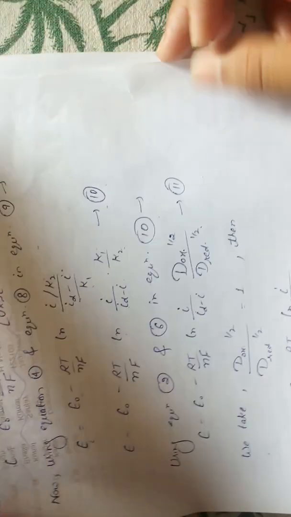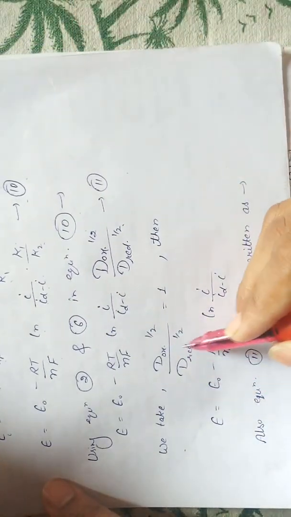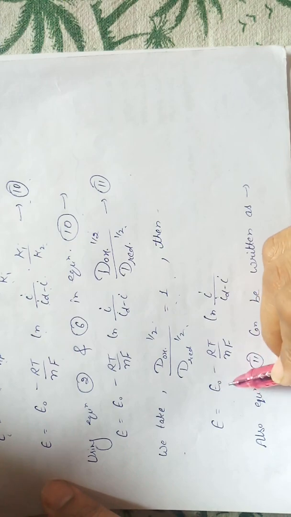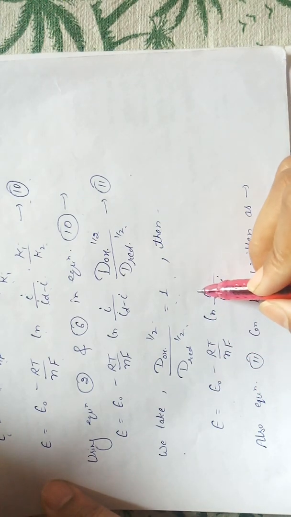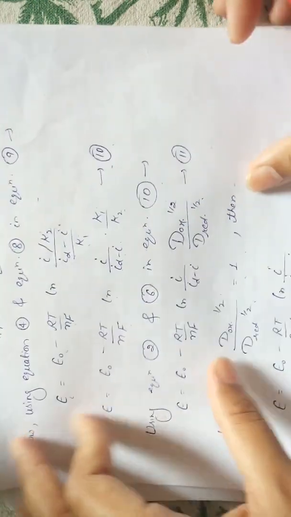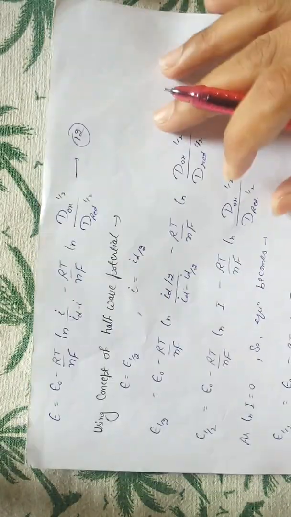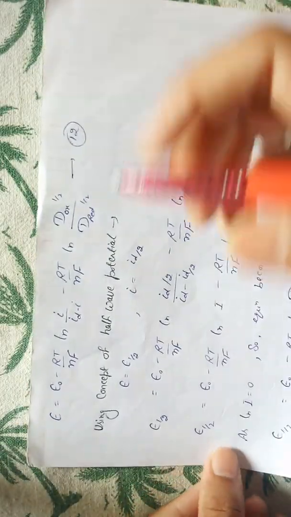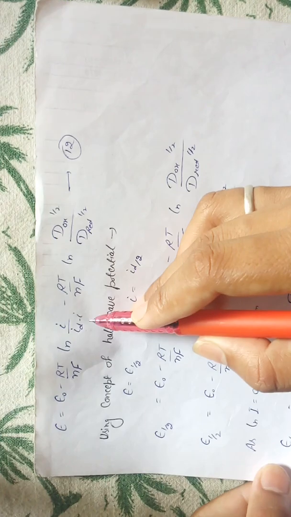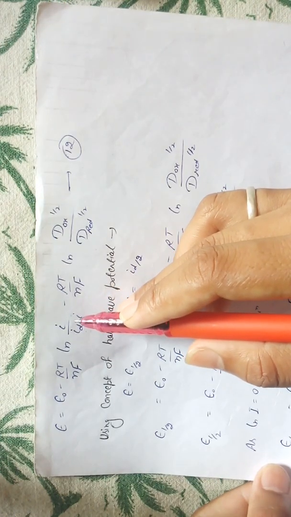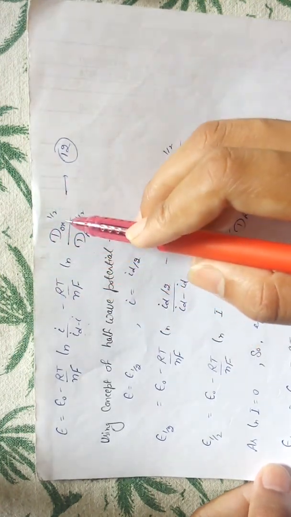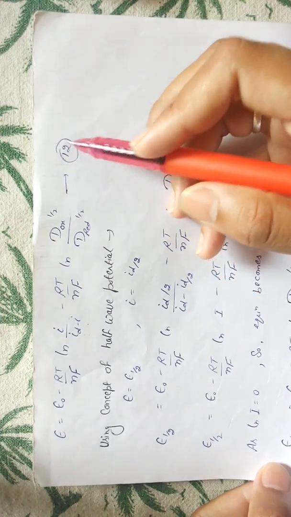Now, just a second, we take D oxidation of half upon D reduction of half is equal to 1. Then E is equal to E naught minus RT by nF ln I upon ID minus I. Also equation 11 can be written as, what can be written as equation number 11? This one, right? E is equal to E naught minus RT by nF ln I upon ID minus I minus, it will be multiplied 1 by 1, so minus RT by nF ln D oxidation of half upon D reduction of half. That is equation number 12.